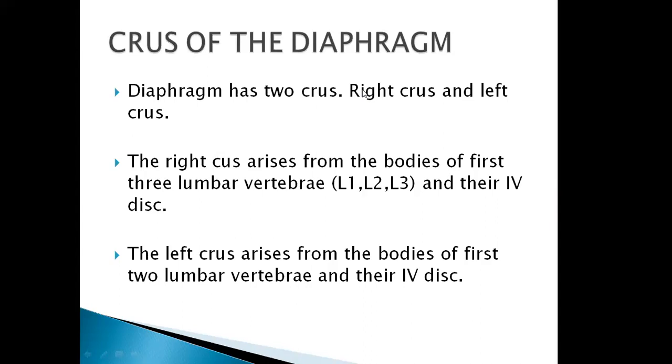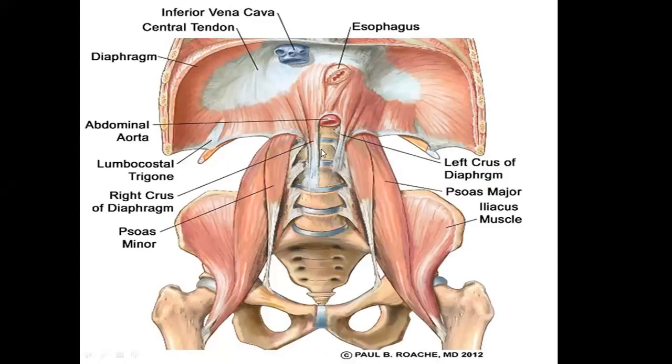Now this is simple. Diaphragm has two crura, right and left. The right one arises from L1, L2, L3 with their intervertebral disc. The left one arises from L1 and L2 with their intervertebral discs. This is the right crus of the diaphragm. This is the left crus of the diaphragm. Clear?